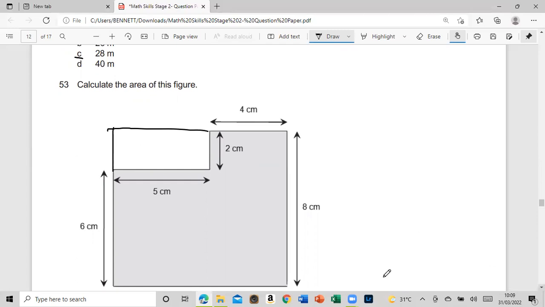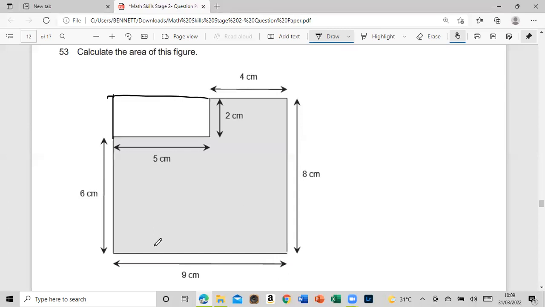You know the length to be 9, right? So look at the big one. It's 9 by 8. So we know that the big shape, see there, is 9 by 8, so that works out to 72 centimeters squared.